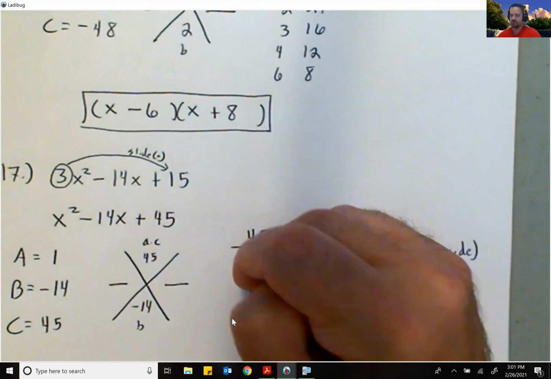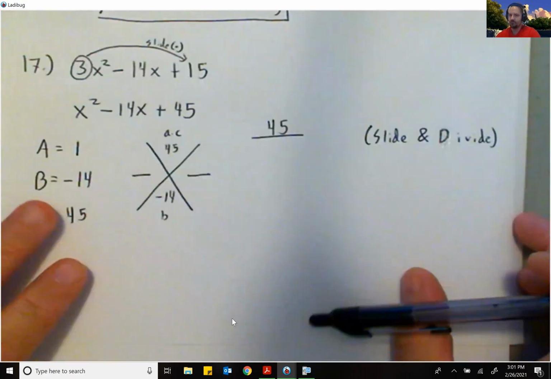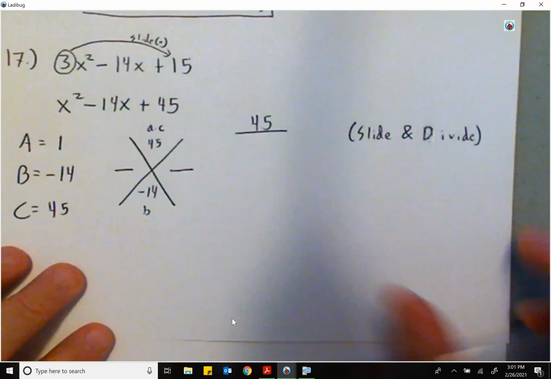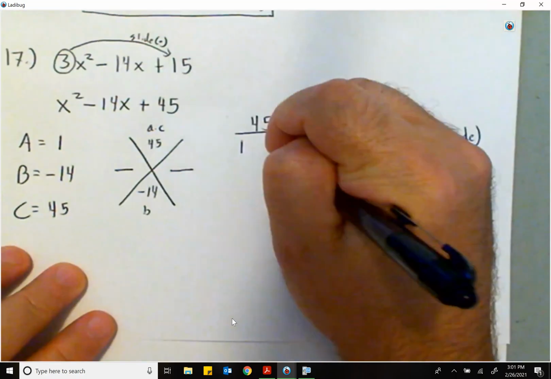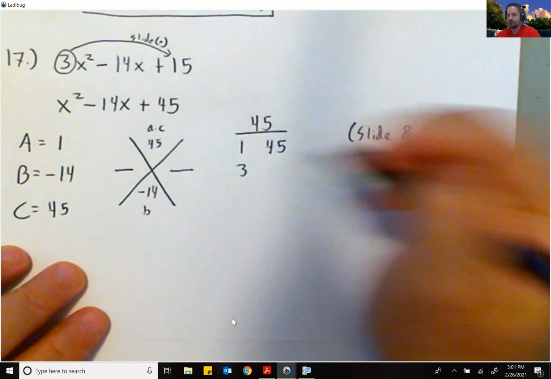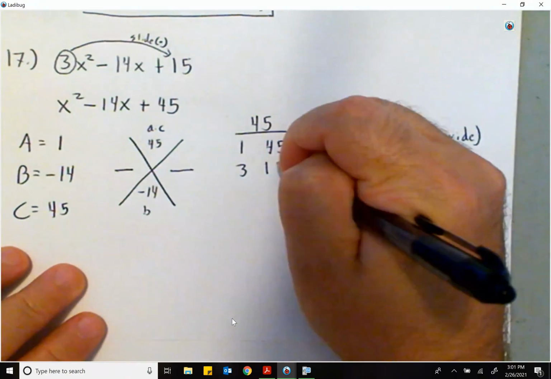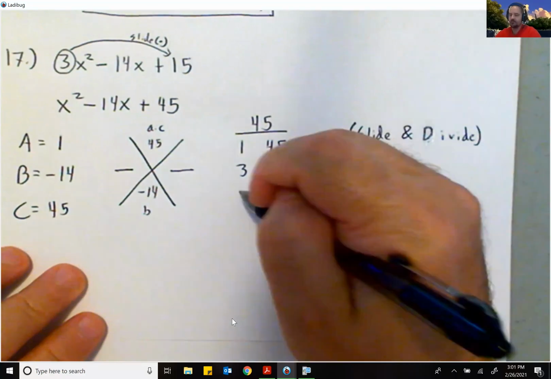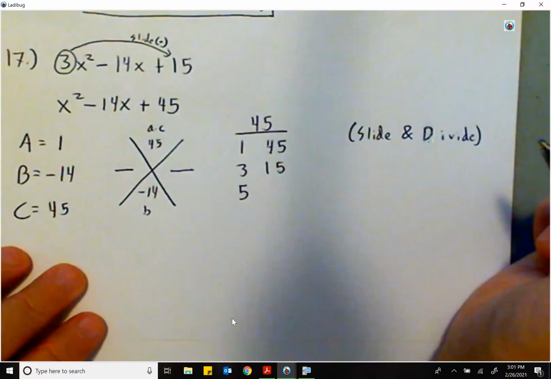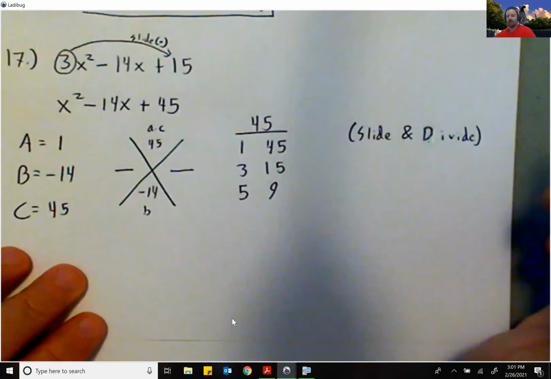So what are the factors of 45? What times what gives me 45? 1 and 45. 2 does not work, but 3 does. 3 and what? 15. Okay. 4 does not work, but 5 does. And 9. And that's it. These are the factors of 45.